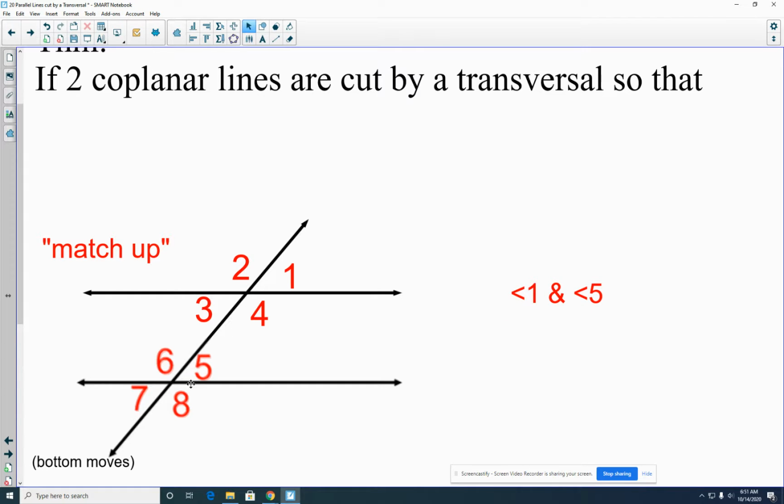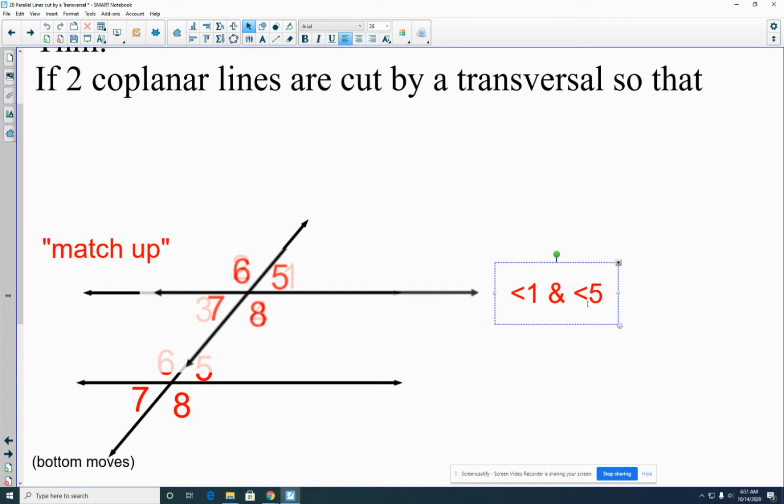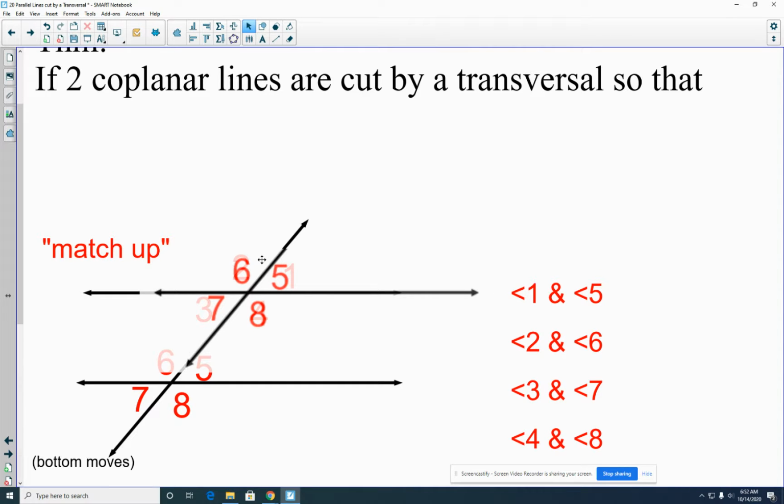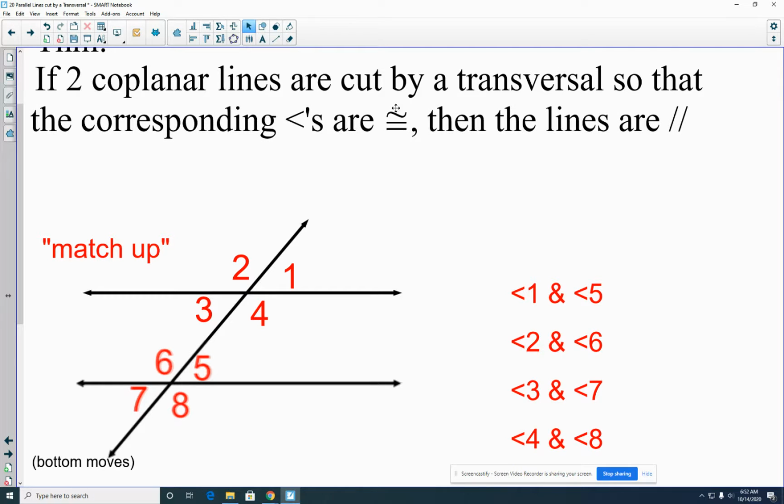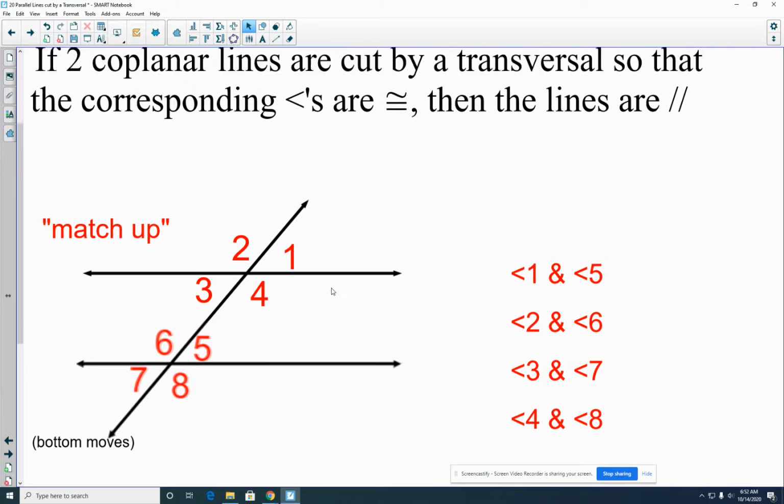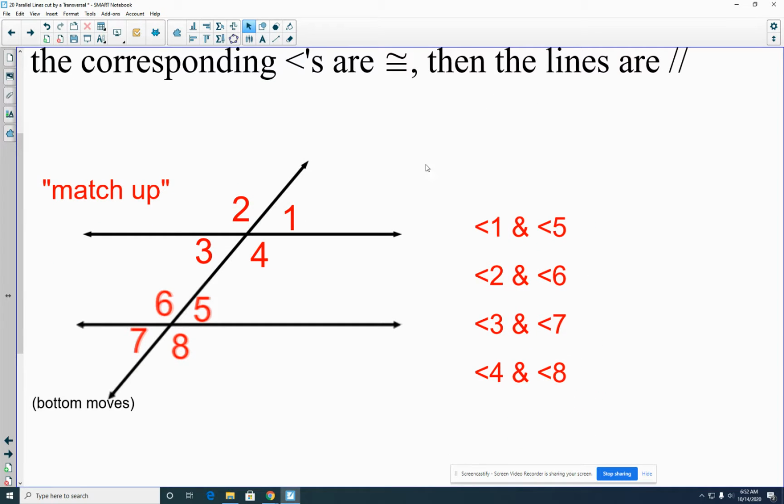What else slides up? We can say also that 2 and 6, angle 2 and angle 6, and also angle 3 and angle 7, and angle 4 and angle 8. We said that they match up, but they're also equal. These are equal angles that completely lie on top of each other. So these are called corresponding angles. If we have corresponding angles that are congruent, then the lines are parallel. So here is your list of corresponding angles.